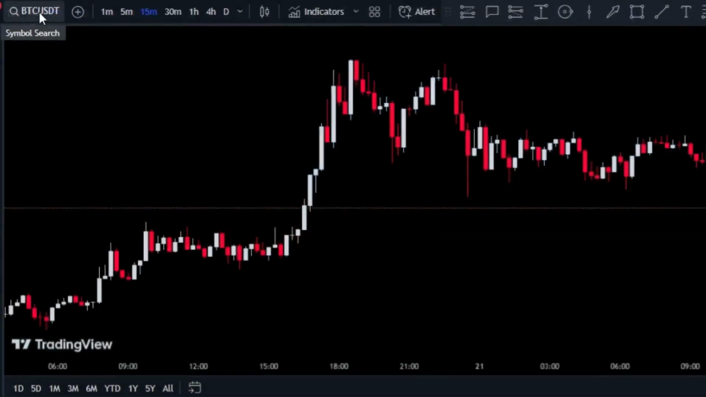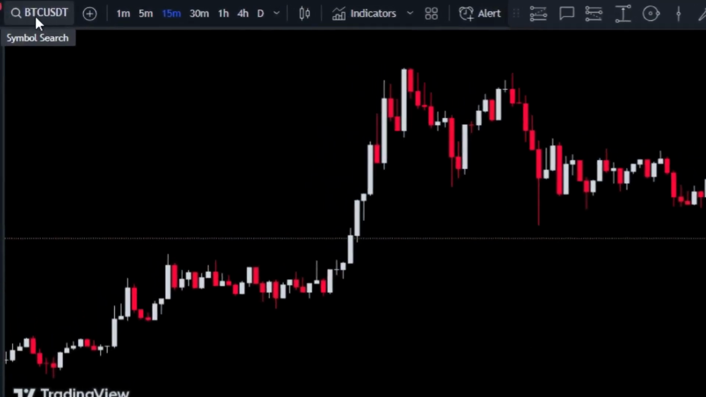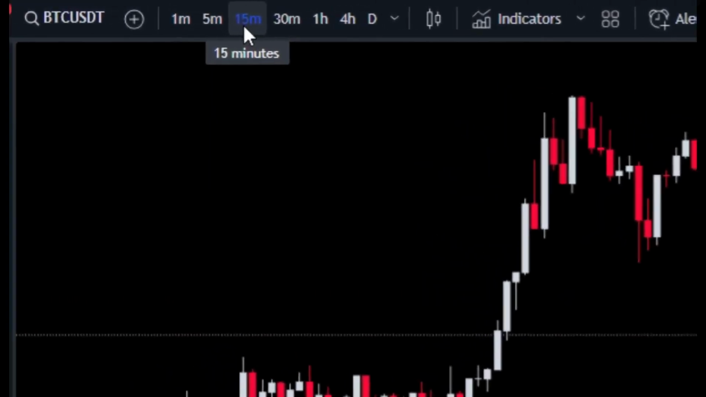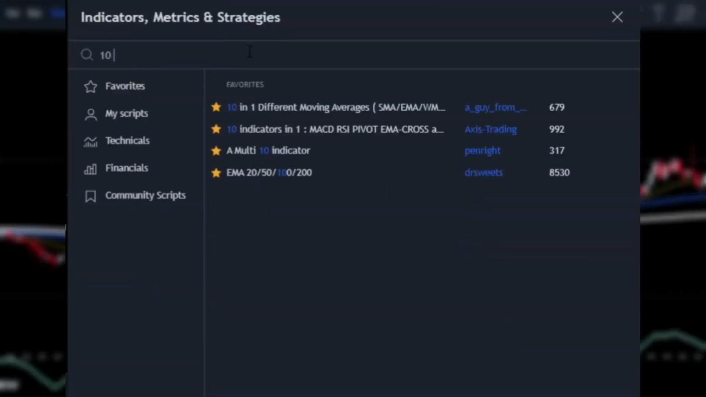Stay tuned. I'm thrilled to share with you a remarkable tool that can display multiple moving averages on your chart all at once. This tool goes by the name of 10 and 1 different moving averages.